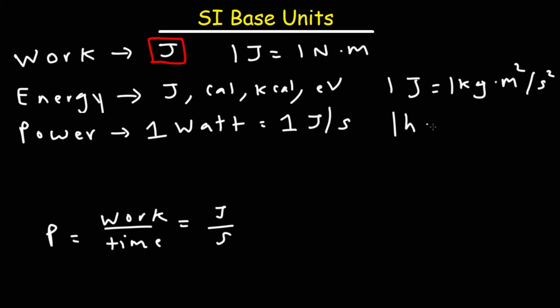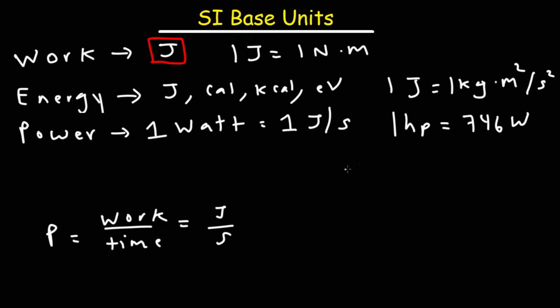A horsepower is a typical unit of power. 1 horsepower is 746 watts. So if you think about what that means, 746 joules of energy is being transferred every second.